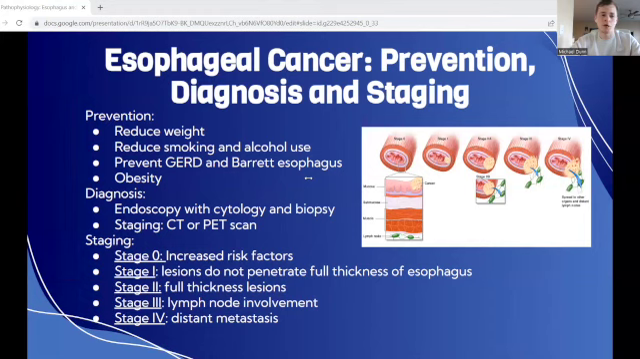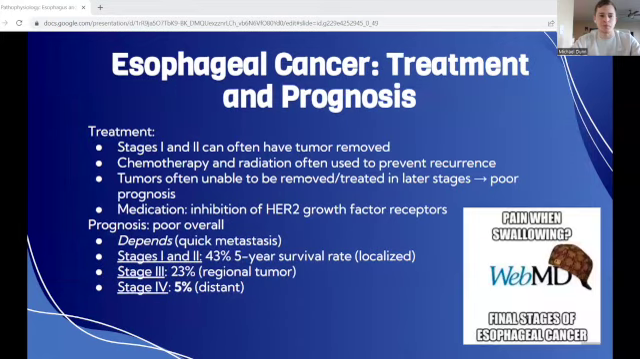And then, GERD and Barrett esophagus has been identified as a major risk factor and contributing factor, but 40% of individuals with esophageal cancer have no history of GERD symptoms. So just worth noting that as well. So it's not as cut and dry as it may come off to be.